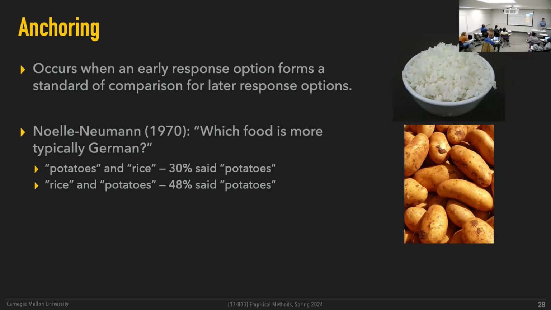Here is one example. Which food is more typically German? Do you have any Germans in the room? Sadly. Potatoes and rice: if presented in that order, 30% of respondents say potatoes. If instead presented as rice and potatoes, then 48% say potatoes. Isn't that interesting? Why would someone say that rice is more German than potatoes?